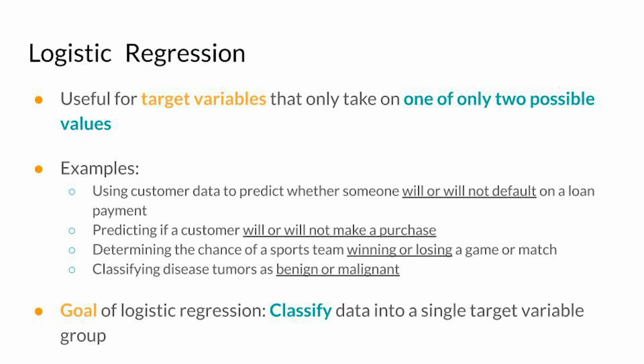The first approach that we'll discuss is logistic regression, which is most commonly used when the target variable takes on one of two values. Some examples where logistic regression would be a good modeling approach are using customer data to predict whether someone will default on a loan payment, predicting if a customer will or will not make a purchase, determining the chance of a sports team winning a game or match, or classifying disease tumors as benign or malignant. In each of these examples, we use data from other variables in the dataset to determine which are most important to help explain how you classify data into one outcome category or the other.